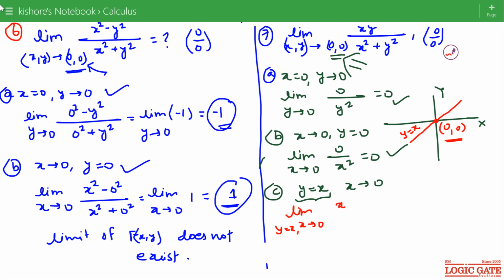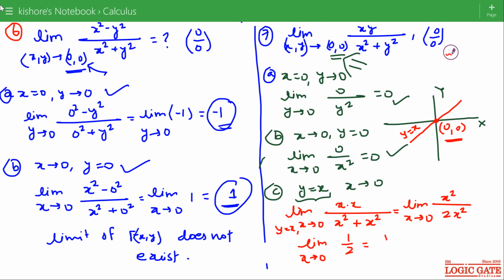So y is x. So in the numerator we have x square, and in the denominator again y is x, so this will be x square plus x square. So limit x tending towards 0, this is x square divided by 2x square, or limit x tending towards 0 of 1 by 2, that is 1 by 2.